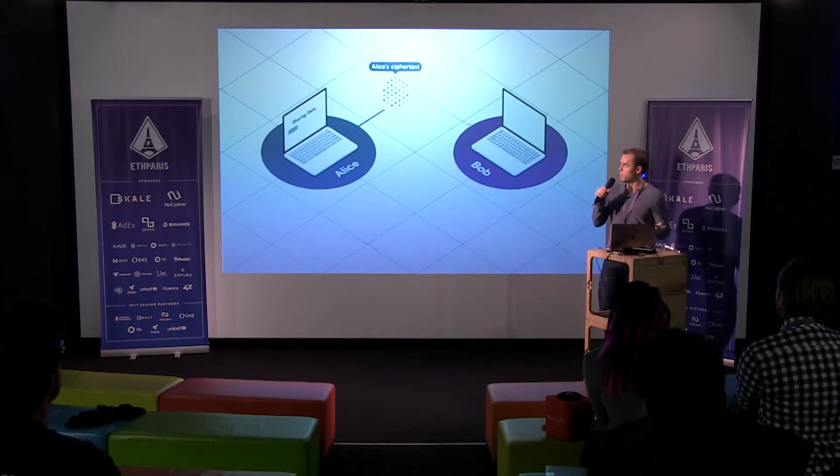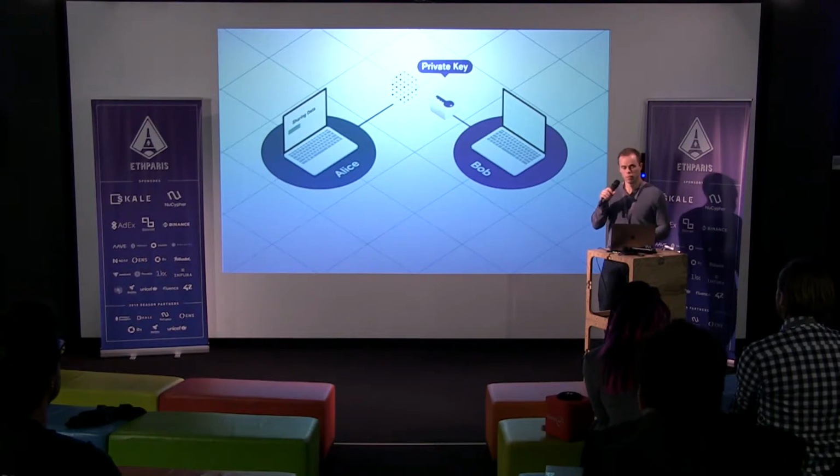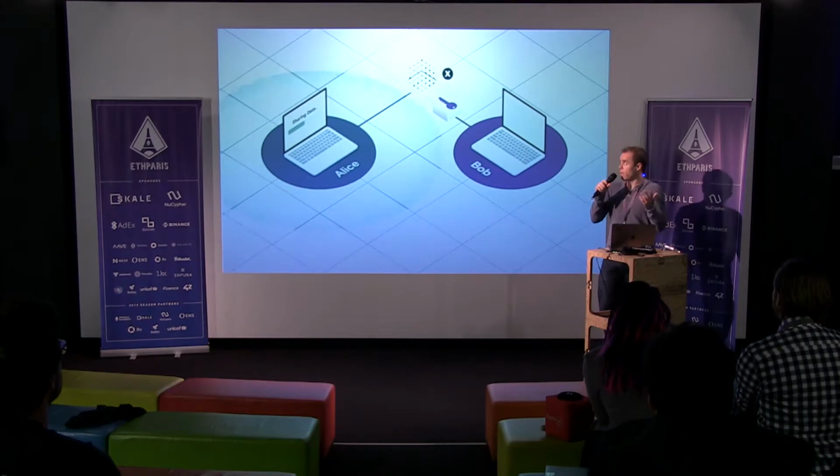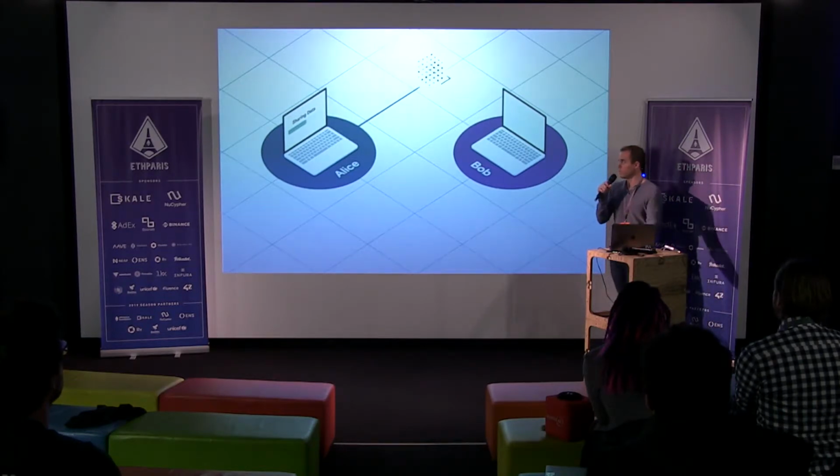At this point, she's the only one who can access that data. If Bob tries to use his private key to access it, it's not going to work. He has no way to actually decrypt the data, so that will fail.